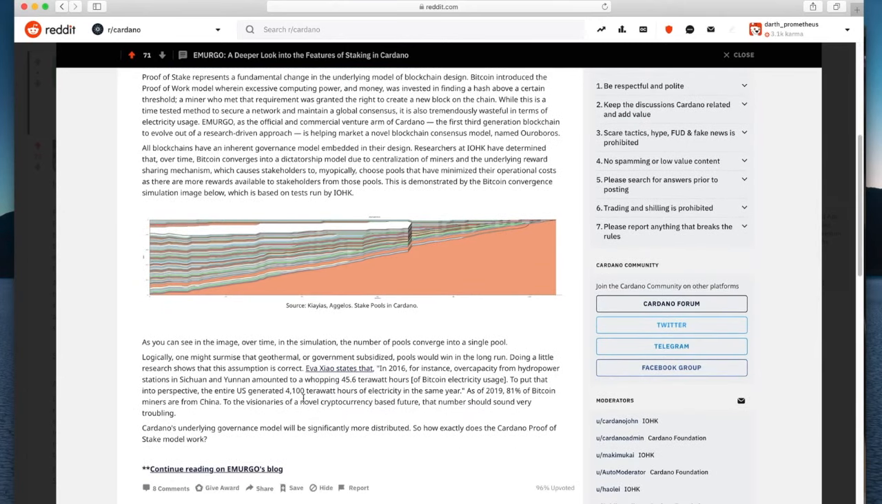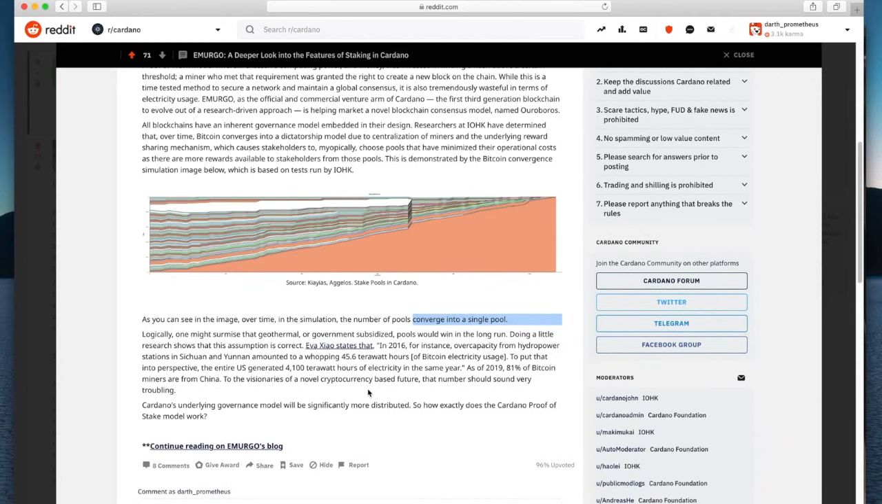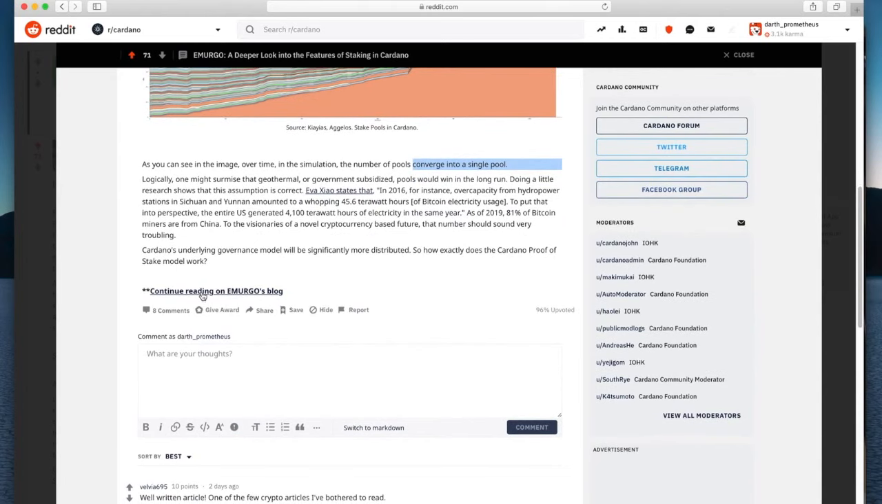And in this article, there's a graphic given here by Professor Aggelos Kiayias that demonstrates with Bitcoin miners and individual miners joining pools, shown on the left, they've run models that demonstrate over time that eventually all of the miners will condense into pools, which all the pools will condense into one final pool over here on the right-hand side of the graph. As you can see, in an image over time in the simulation, the number of pools converge into a single pool. So, interesting information there. And if you want more info, you can continue reading the article on Emurgo's blog.